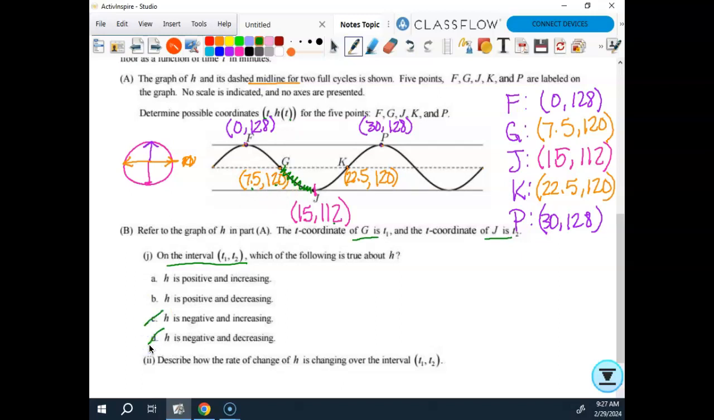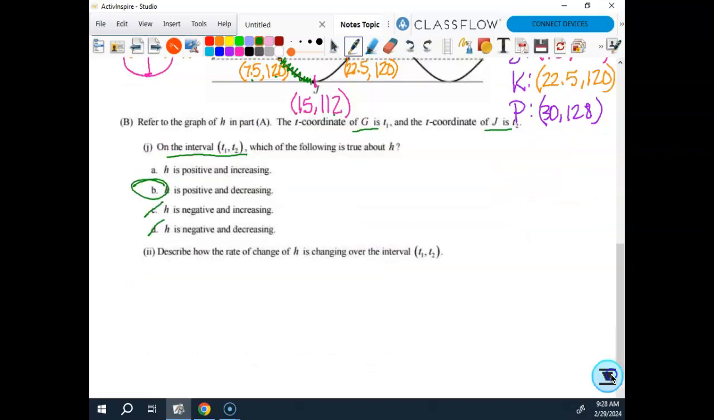Because nobody said that the midline was the x-axis, right? All right, and then is the function increasing or decreasing? Decreasing, right? Because both of those were about H itself. We all good with that? All right, so then the second part asks about, it says to describe how the rate of change of H is changing over the interval. So what is helpful to have when we're talking about rate of change most of the time? The concavity, and how do we know how to relate the concavity? What can we write out?